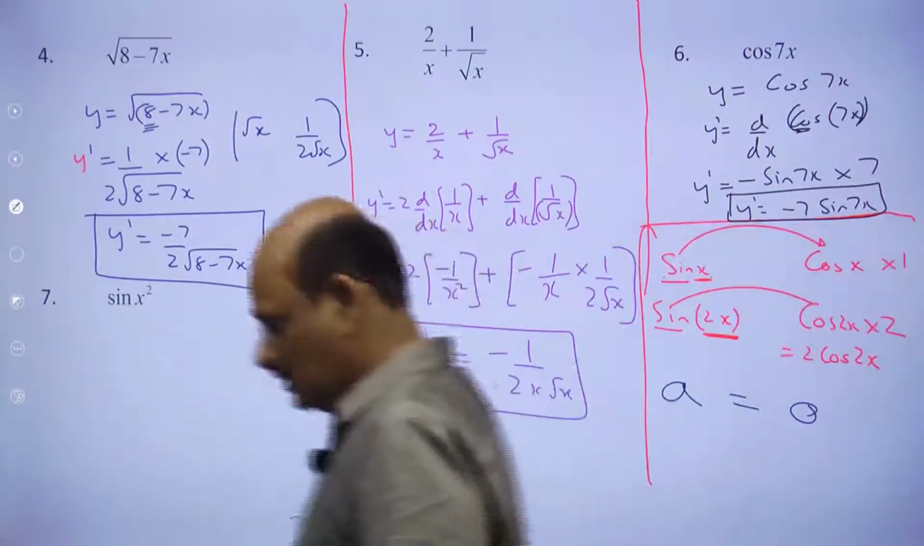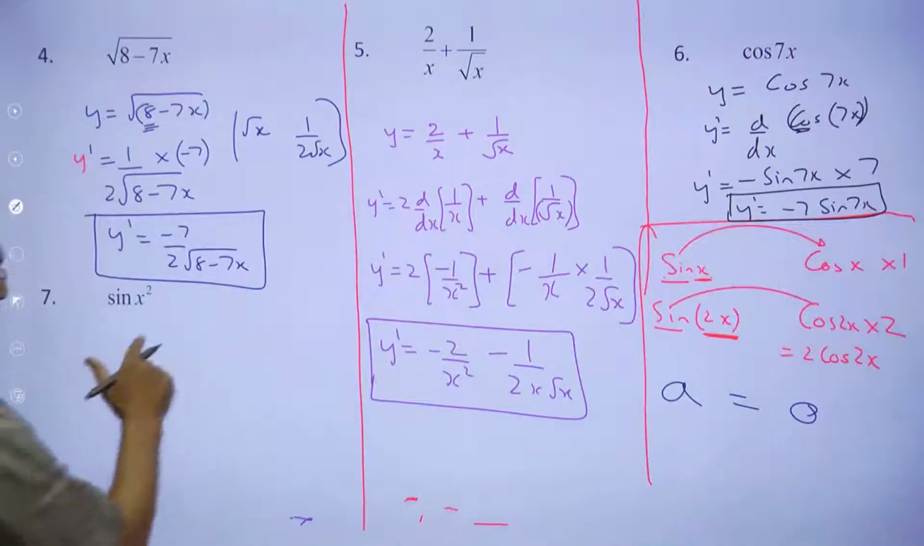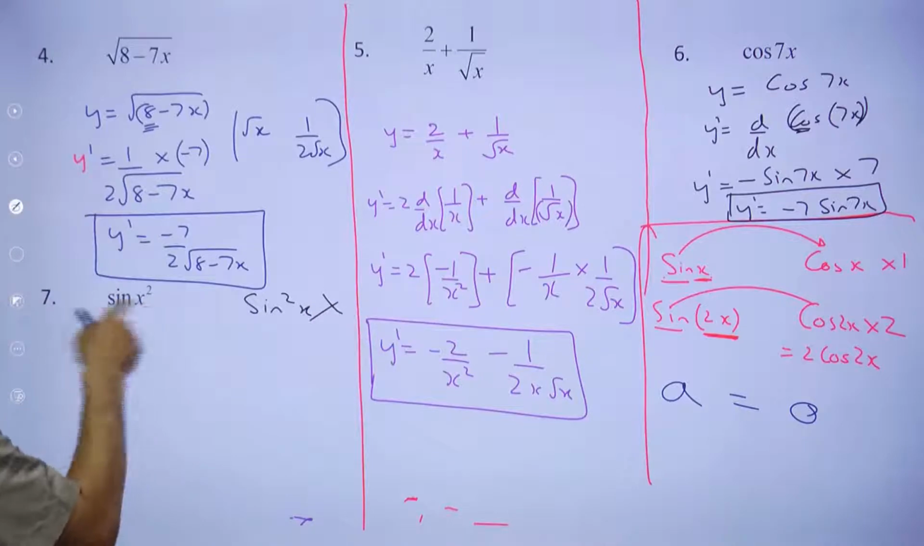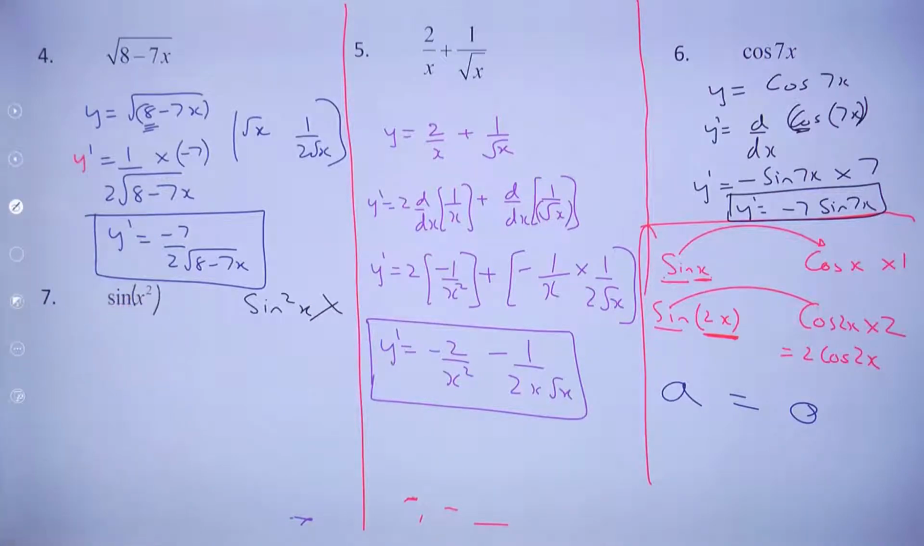Let us take one more example. Sine of x square. Remember, there is a difference. This is different. Is this not the case? The sine of x square means the square belongs to x.